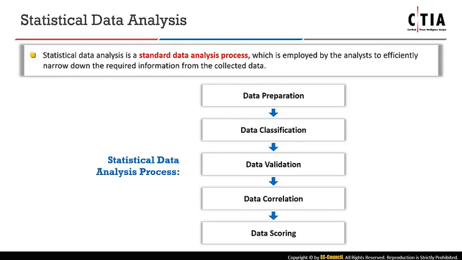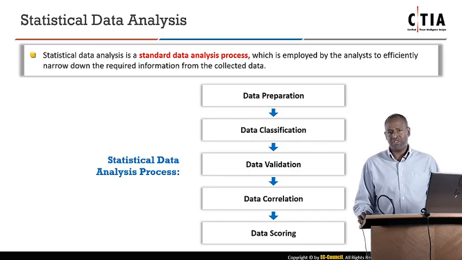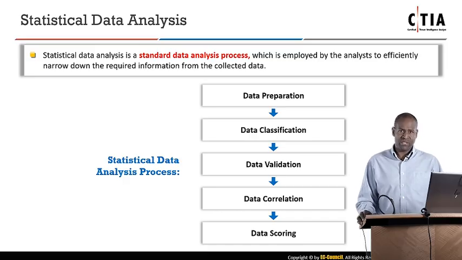So let's have a look at statistical data analysis. What it is, is a standard data analysis process that an analyst will use to efficiently narrow down the required information from the collected data. And so what we find with any form of data analysis, there is too much data. There is far too much data to analyze. So we have to use techniques that allow us to use the data that we need and to use the techniques that we need in order to get the information that we want out of the process.